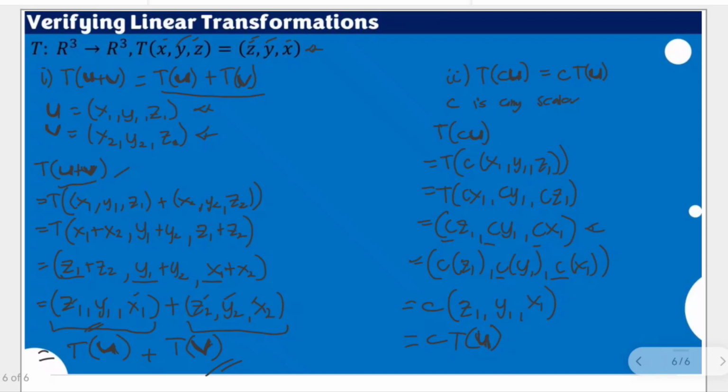Together with the c outside, we have satisfied the second condition: the transformation of c times a certain vector u is equal to c times the transformation of vector u. With these two conditions met, we can now say that the given transformation is a linear transformation from R3 to R3.